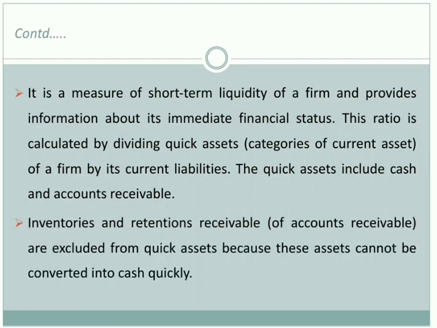Next, inventories and retentions receivable are excluded from quick assets because these assets cannot be converted into cash quickly. Okay, so you have invested in a factory, you have invested in material, you have invested in big machinery. They are your assets or current assets, but they are not taken into account while calculating the quick ratio, as they cannot be immediately converted into cash.